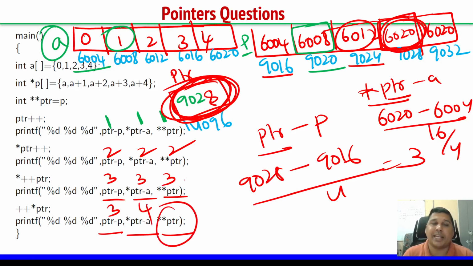What is double star PTR? PTR is 9028. Star of 9028 is 6020. Star of 6020 is 4. So answer is 344. Okay. I hope you understood how we are solving these problems. Any doubts till now? Okay. Can we proceed further? Can we see a little more complex problem in the same line?